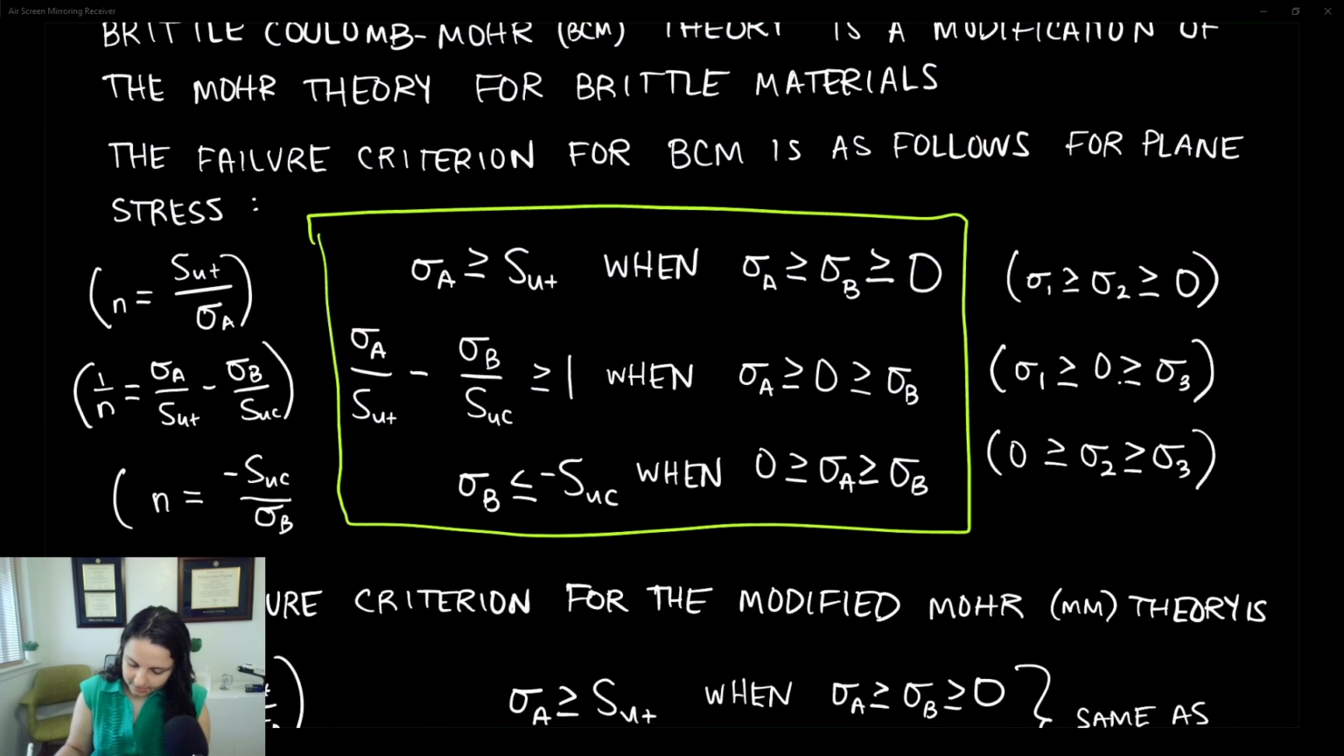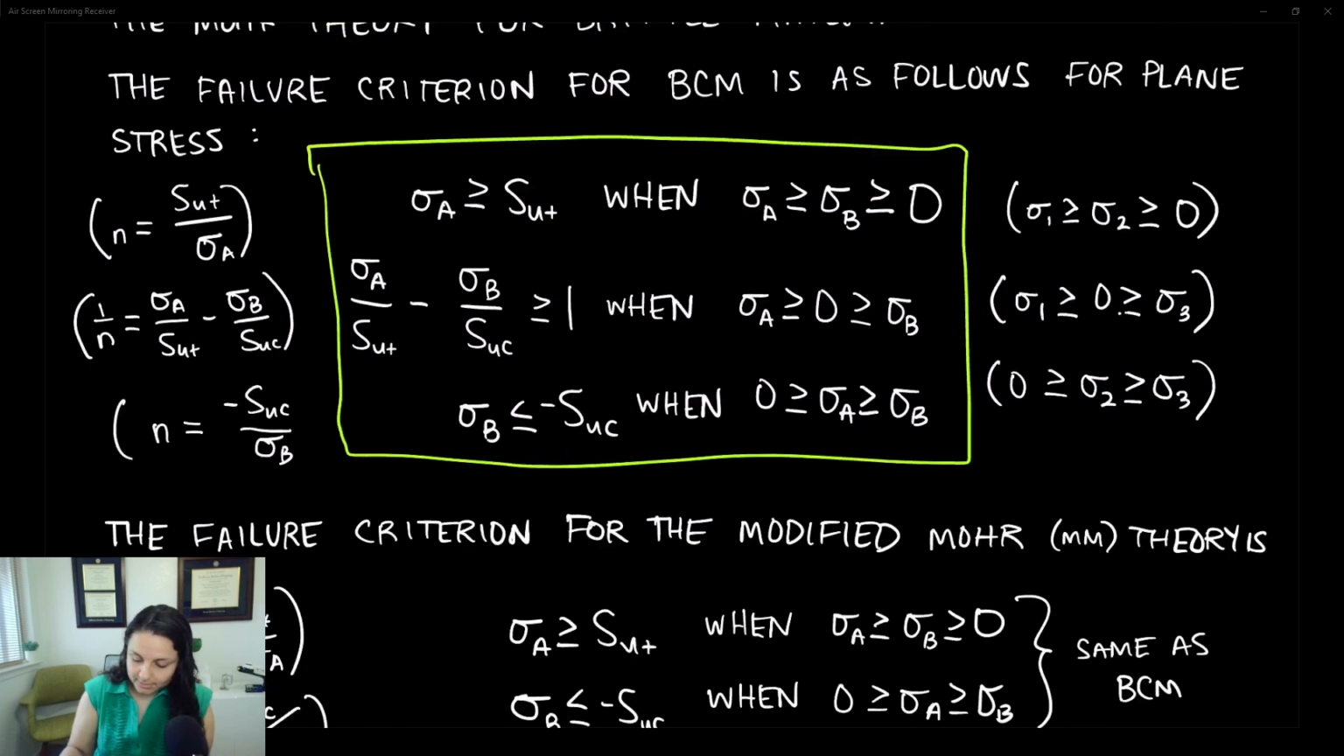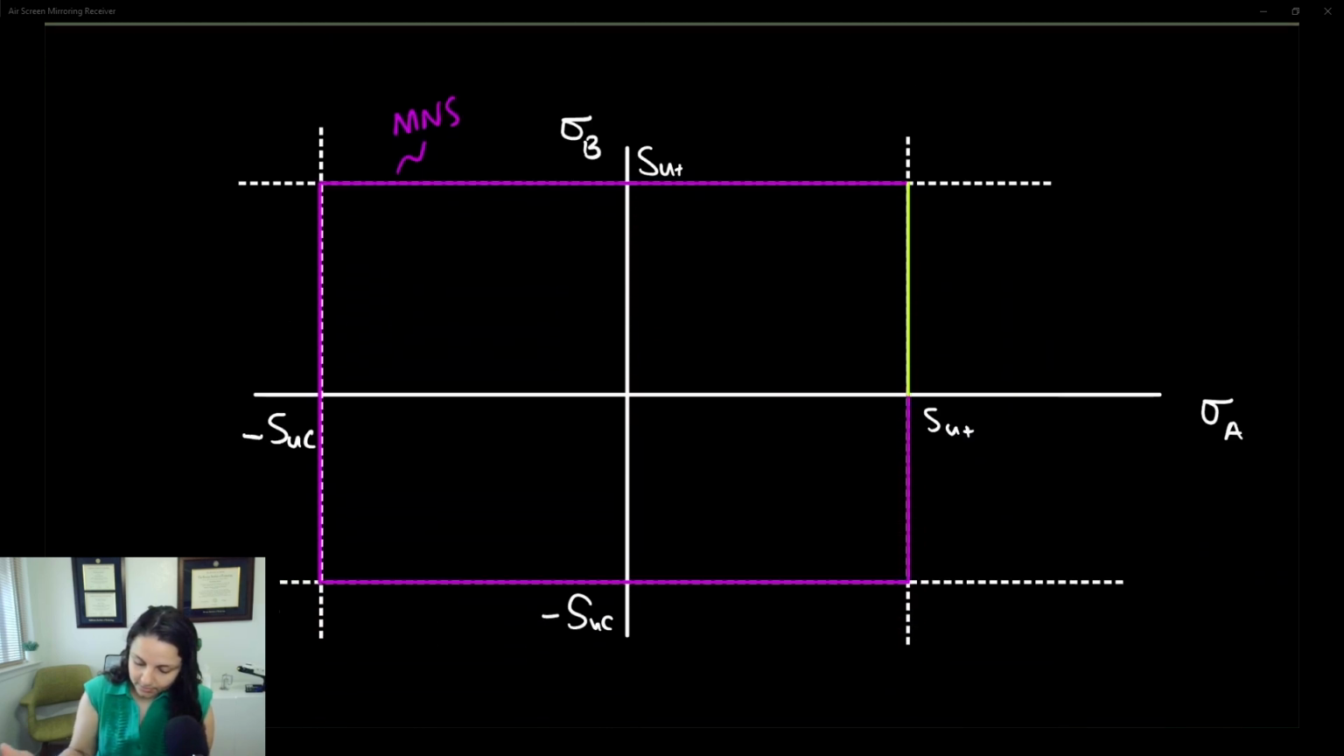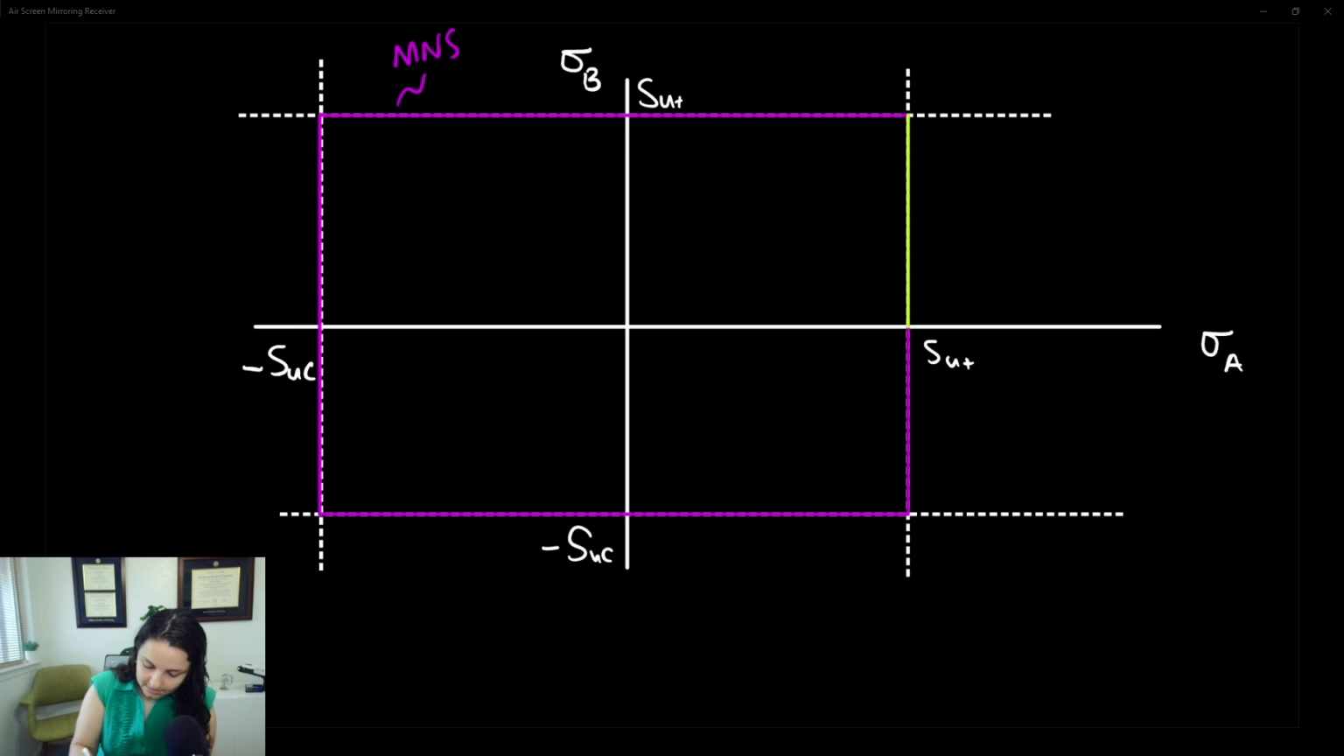Now let's look at our bottom line actually. Let's just skip down to the bottom because it's easier. So when sigma B is less than negative SUC, we also are going to predict failure. So that's this line over here. If we're below that green line, then we predict failure. If we're above it, we predict that we're safe.